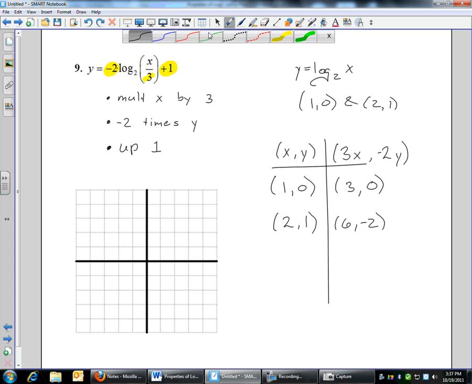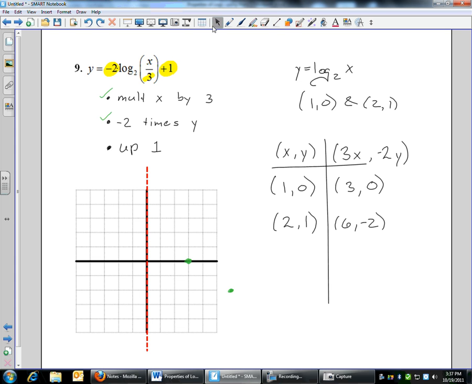So in that step, I took care of my multiplication. Now I'm going to plot those points. 1, 2, 3, 0. And 6, which is a little bit off, but I can kind of eyeball that. Negative 2 is going to be here. And you still have that vertical asymptote on the y-axis.